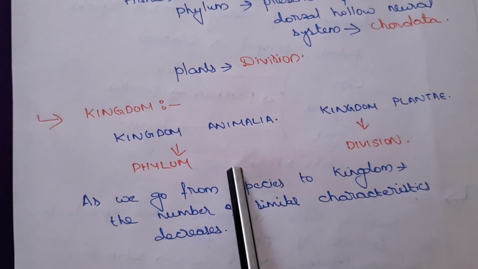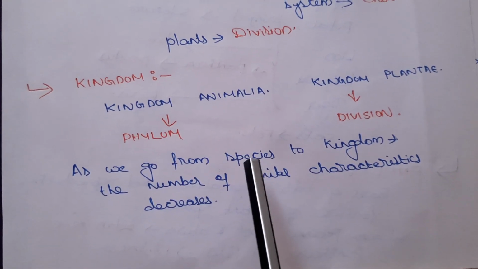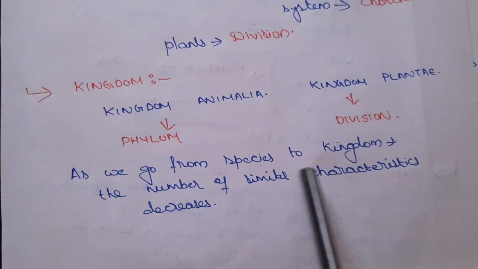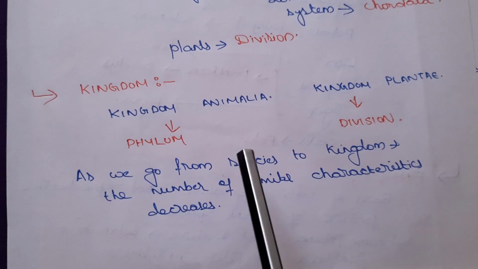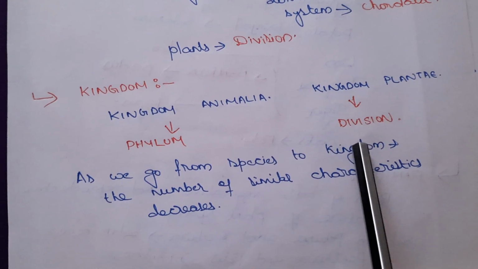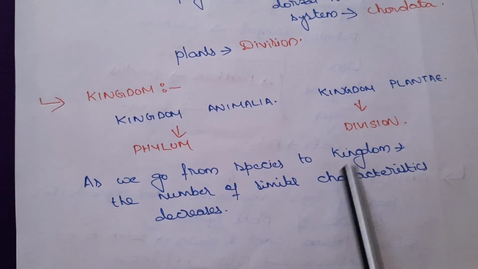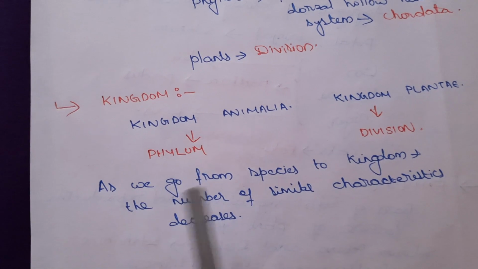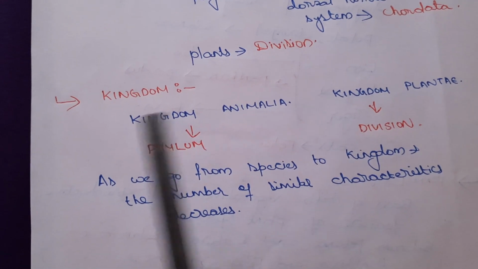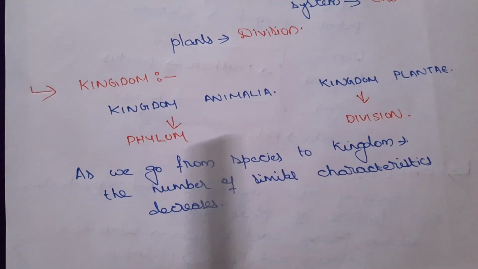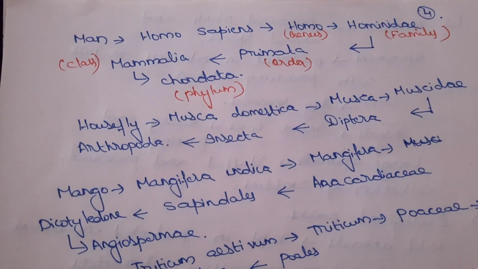That means the same species will have more characteristics in common. Same genus, in case of genus, the characteristics will decrease compared to species. Again, when we go to order, the characteristics will decrease. Again, when we go to class, the characteristics will decrease. That means as we are moving from species to the kingdom, the similar characteristics will go on decreasing.